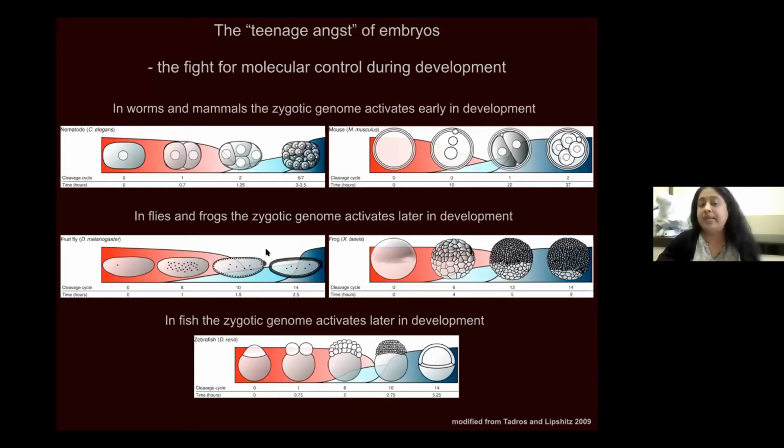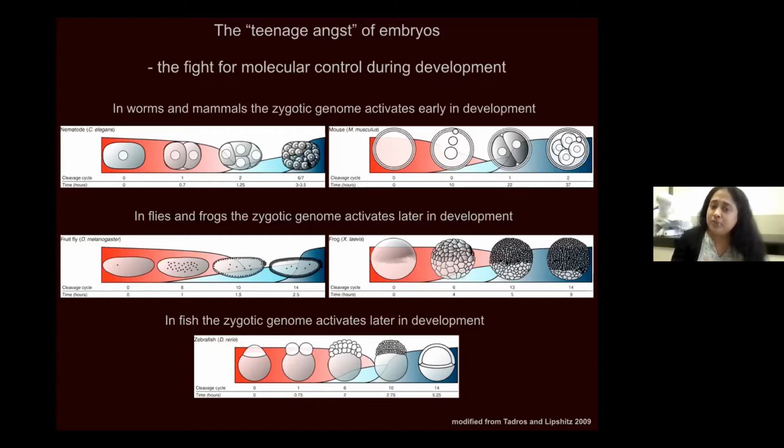And the timing at which this shift in control from the early maternal driven development to later zygotic driven development is different for different species, but occurs in every one of them. Now, something else. So this is molecular control. So there is a molecular regime in place, and that regime, or who controls that regime, changes, and the zygote takes over control from the mother.